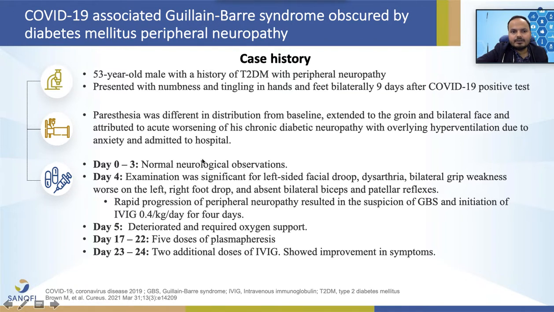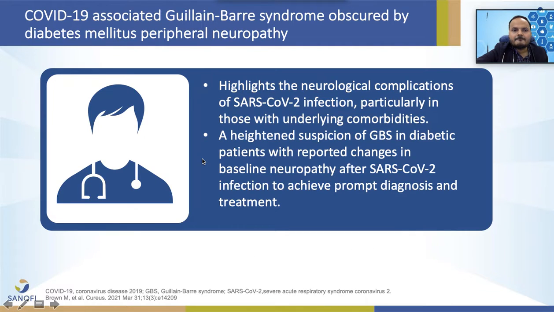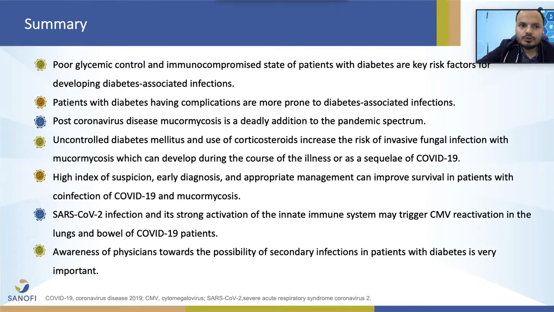If we're suspecting GBS, then plasmapheresis and IVIG are the two most effective treatments in cases of GBS. So COVID-19 associated with GBS obscured by diabetes mellitus highlights the neurological complications of SARS-CoV-2 infection, particularly in those with underlying comorbidities. Heightened suspicion of GBS in diabetic patients with reported change in baseline neuropathy after SARS-CoV-2 infection is needed to achieve prompt diagnosis and treatment.